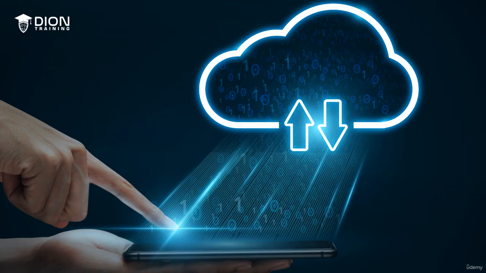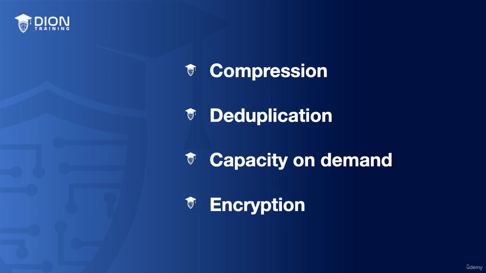So, remember, cloud storage is a powerful and flexible solution for storing all of your data. It has lots of different features, including compression, deduplication, capacity on demand, and encryption that makes your cloud storage even more powerful by reducing your storage costs, increasing your efficiency, and providing you with more flexibility. Each feature does have its own advantages and disadvantages, but when we use them all together, we can greatly enhance the overall effectiveness of our cloud storage capabilities.